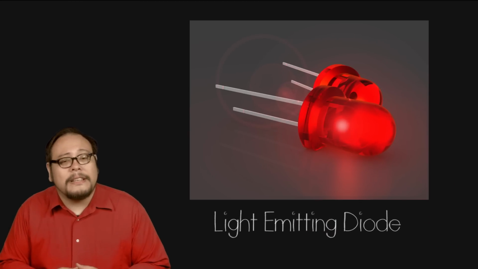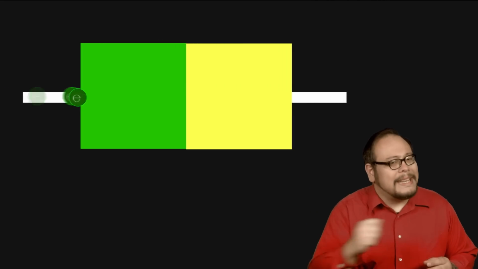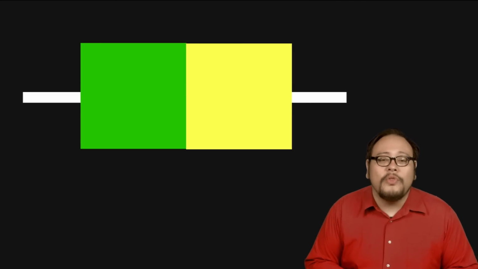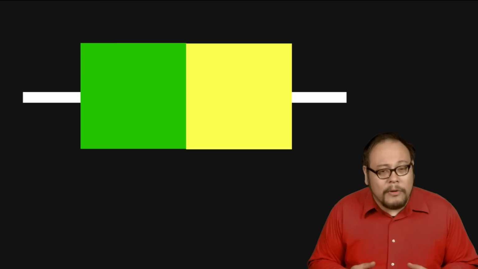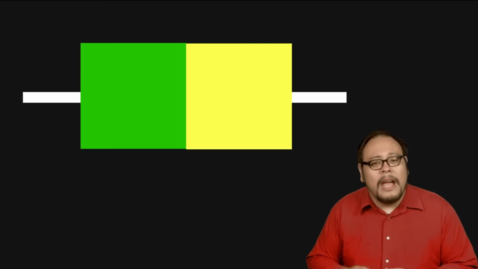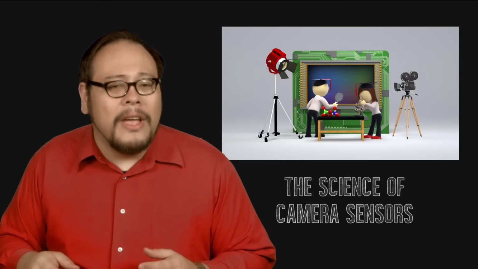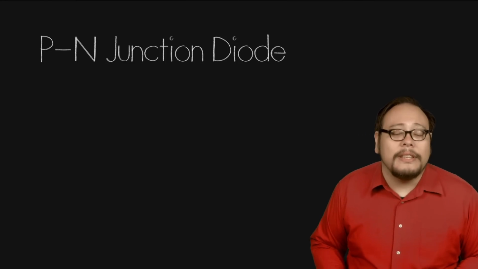A diode is basically an electronic component that allows electricity to flow in one direction, but not the other. This is done by exploiting the electrical properties of two different types of semiconductor materials. For a little deeper look at semiconductor chemistry, I recommend checking out our sensor video. We really get deep into it there. But for today's discussion, we'll start with the PN junction diode.